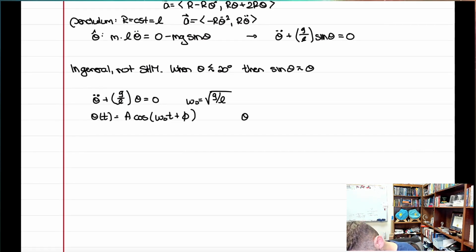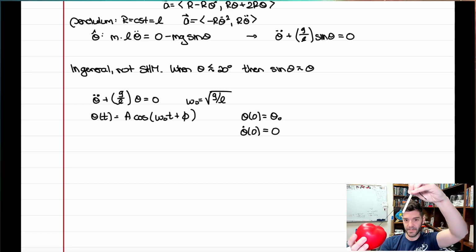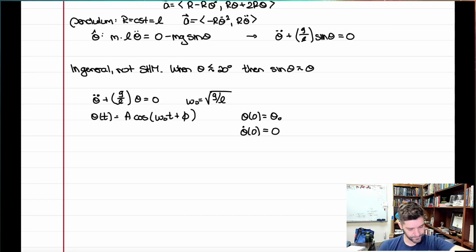Now let's suppose theta at 0 is some theta naught, and I release it from rest. So theta dot at 0 is 0. So this is the case where I displace it a little bit and release it from rest.